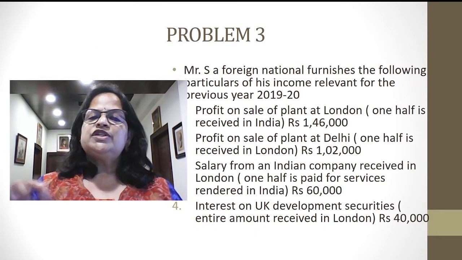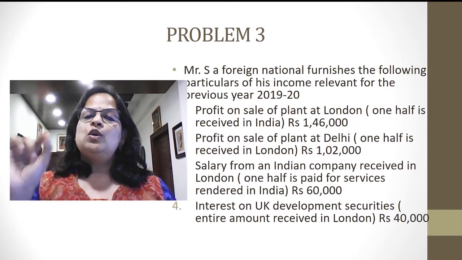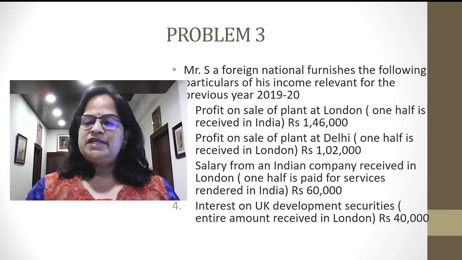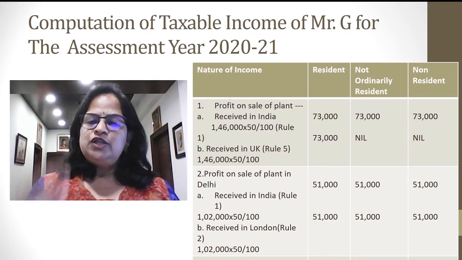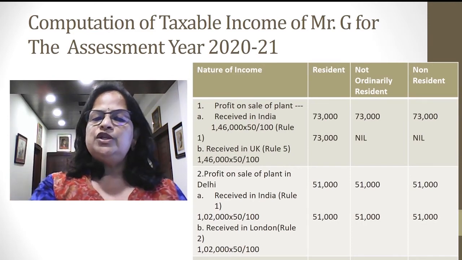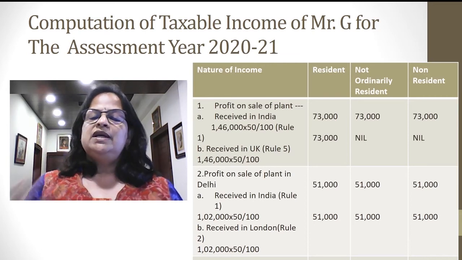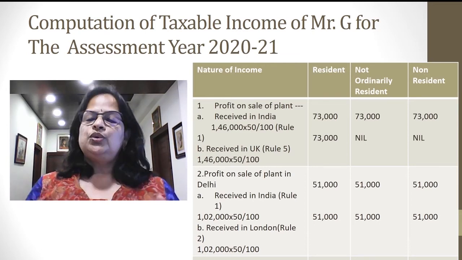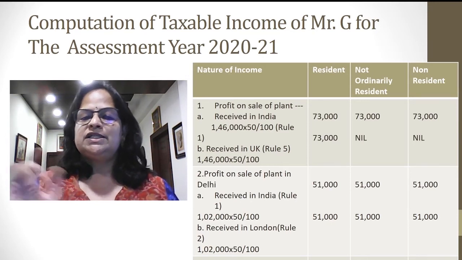Next is profit on sale of plant at Delhi. Plant at Delhi within India, Indian income, one half is received in London, 1,02,000. So two countries. So you see the condition, it's an Indian income. So remember, it's received in two countries. That point we are dividing into two. Received in India, 1,02,000 into 50 by 100, 51,000. Rule number 1, taxable in all cases. Received in UK, rule number 2, Indian income, plant sold in Delhi, Indian income received in a foreign country. Rule number 2, taxable in all cases.